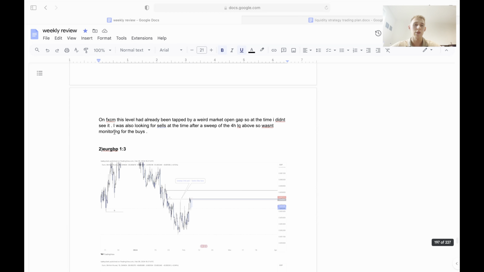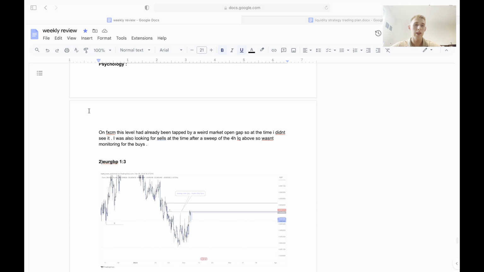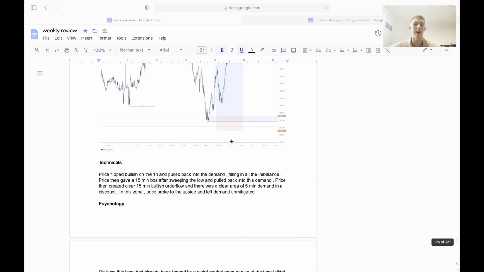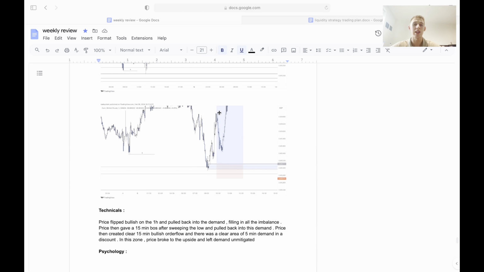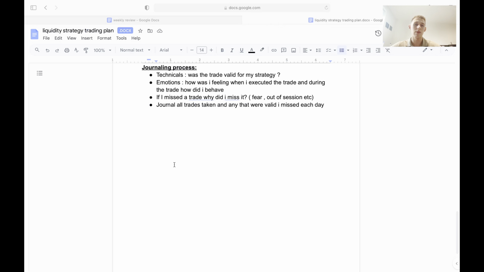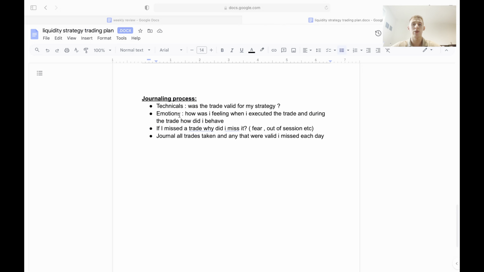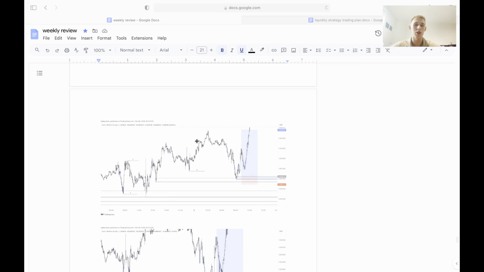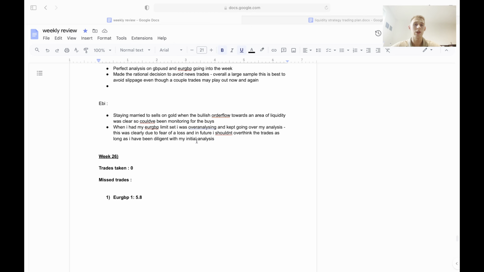From psychology, the reason I didn't take this trade and missed it was because on the broker that I use on TradingView, this level had already been tapped. We had this sort of weird market open pricing. So at the time I didn't see it, and I was only looking for sells after a sweep of the 4-hour liquidity just above, which meant that I was married to the sells and didn't see the buys. So just little things like that. Obviously it's going to be different depending on the trade and depending on what you want to note down, but I would definitely go about doing this.